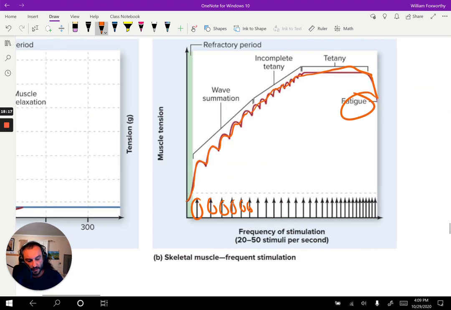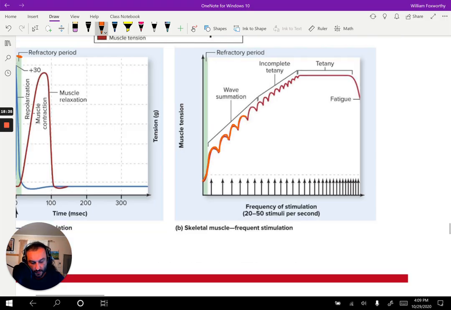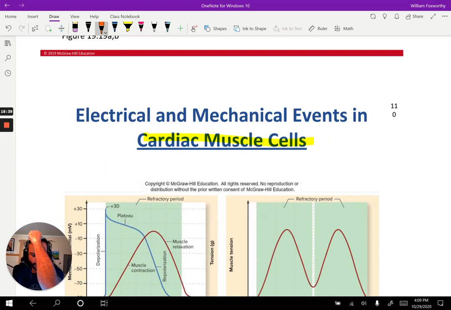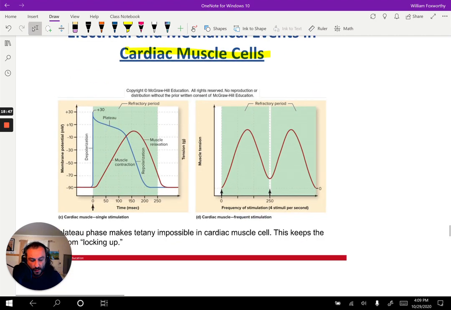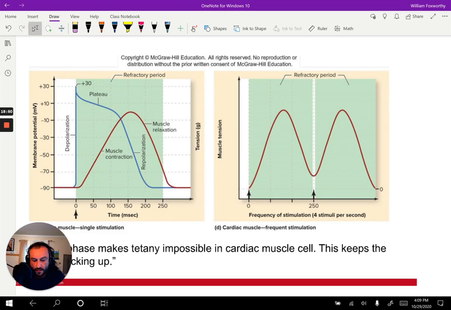So as they've done on the right side, those muscle contractions add up so that the muscle is contracting without having fully relaxed. So this is the muscle contraction. It hasn't relaxed, another contraction starts, another contraction, another. And those contractions are happening on top of each other, leading the muscle to seize up. So you're just contracting continuously. In contrast, the cardiac muscle cells have a long refractory period. So just like in skeletal muscle, you cannot fire another action potential during the refractory period.